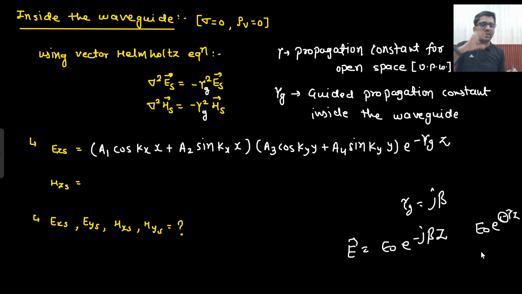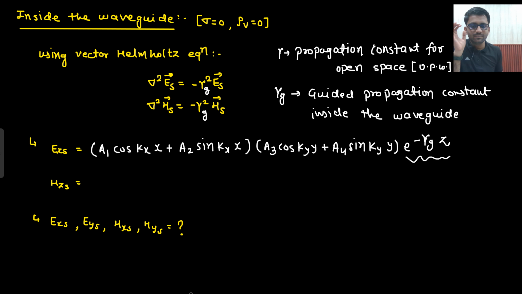That means wave is propagating in positive z direction. So certainly wave is propagating in positive z direction. That's why e to the power minus gamma g z would be there. There is no doubt about that, right? Now what about these components?